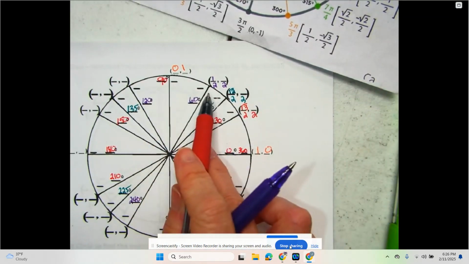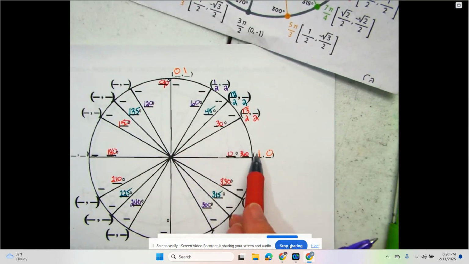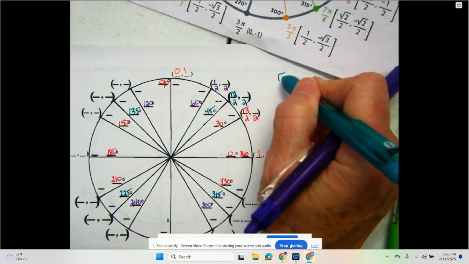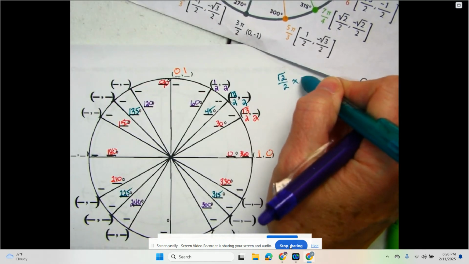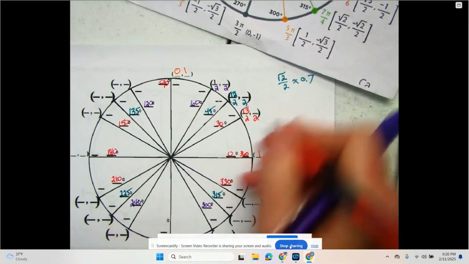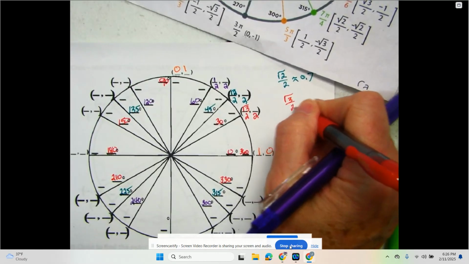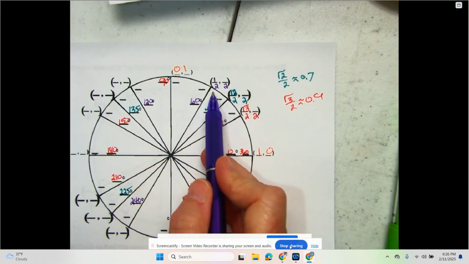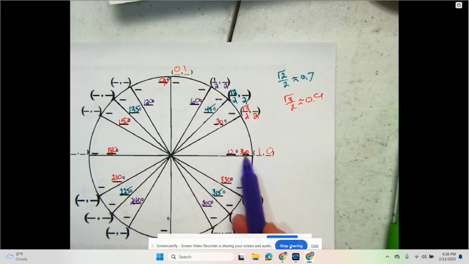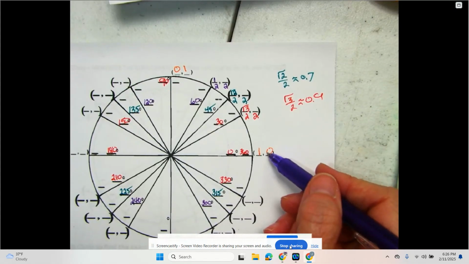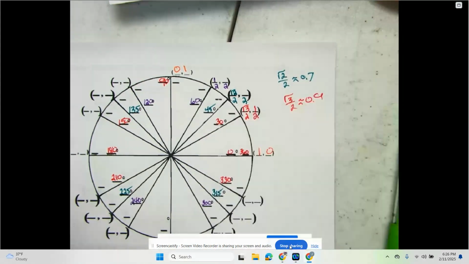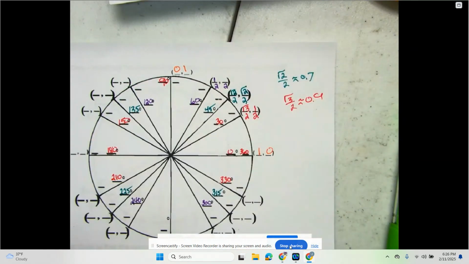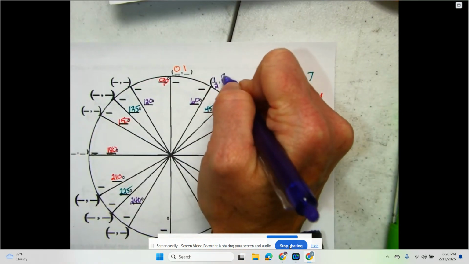So 0, 0.5, 0.7, 0.9, and then 1. Don't forget that the square root of 2 over 2 is approximately 0.7, and the square root of 3 over 2 is approximately 0.9. So you've got 0, 0.5, 0.7, 0.9, and then 1. And now go backwards. 0, square root of 1 is 1, square root of 2, and then square root of 3.